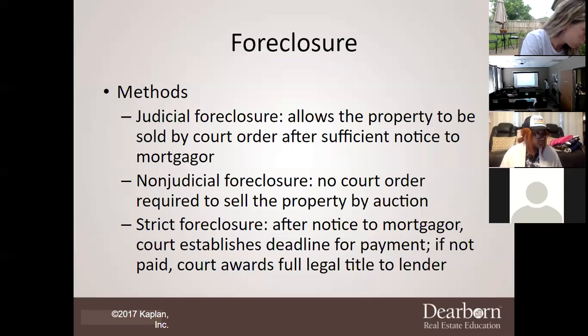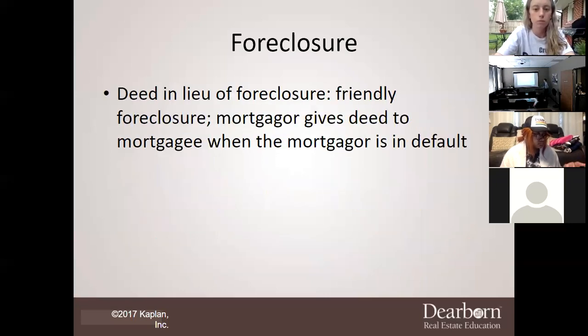There's also a strict foreclosure. After notice to the mortgagor, the court establishes a deadline for payment. If not paid, the court awards full legal title to the lender. So you don't pay it, we get it back. We get our money back somehow, right? And then the last one is deed in lieu of foreclosure. It's a sort of friendly foreclosure. You know you're going to get foreclosed upon, so you just give them the house back, basically. You say, okay, I'm getting foreclosed, here's the house back, I don't want it. That's a method to foreclose, yes.